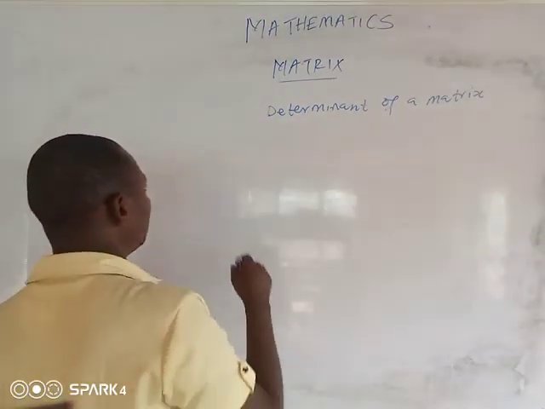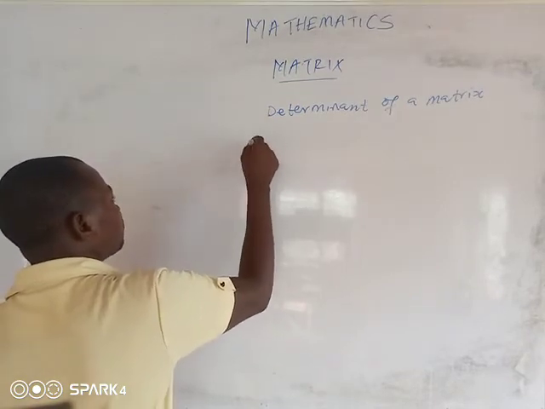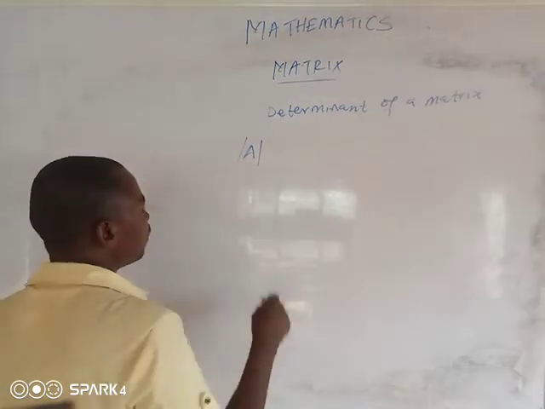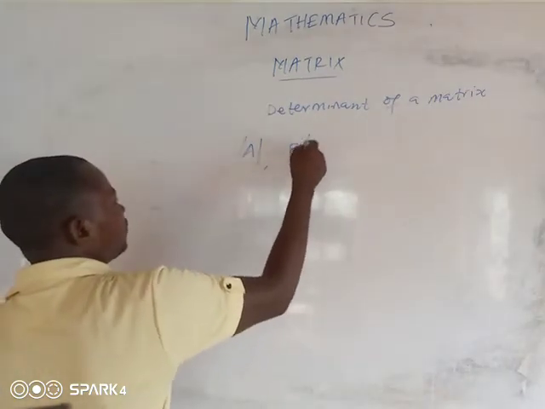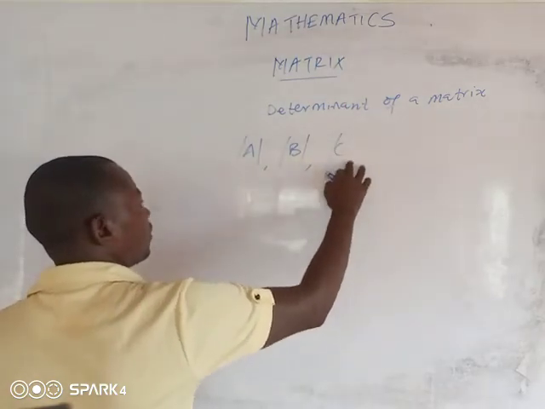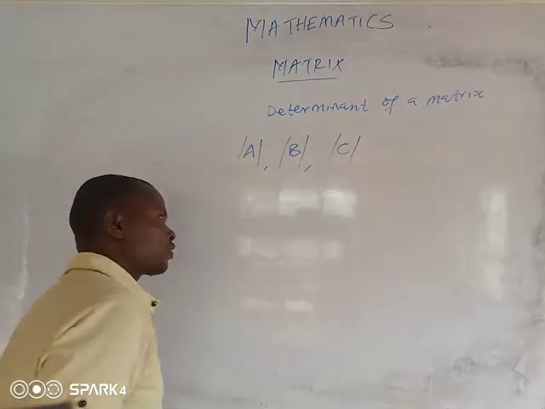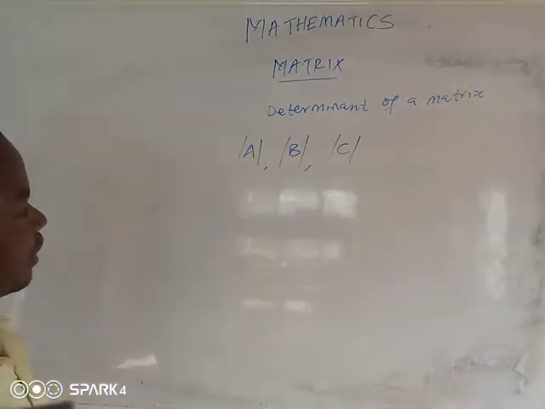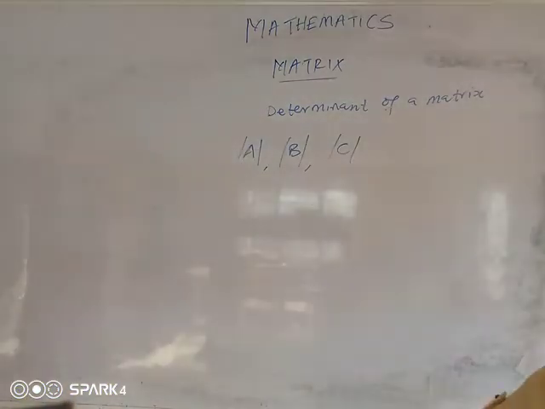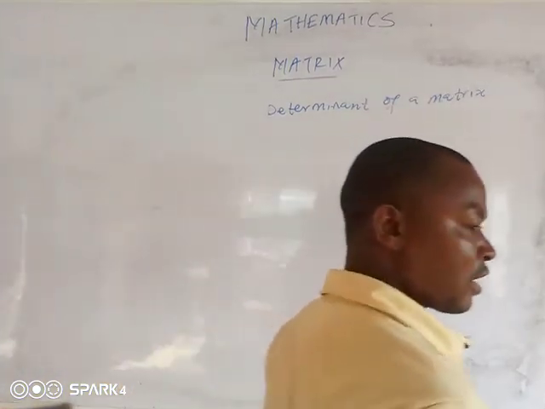So let's assume we have a matrix A. Determinant will give this symbol. When you see this symbol, just know that you must find the determinant. And if it's B, if it's C, we usually use a modular symbol or magnitude symbol. So that is just how to find it. Now let me take an example.